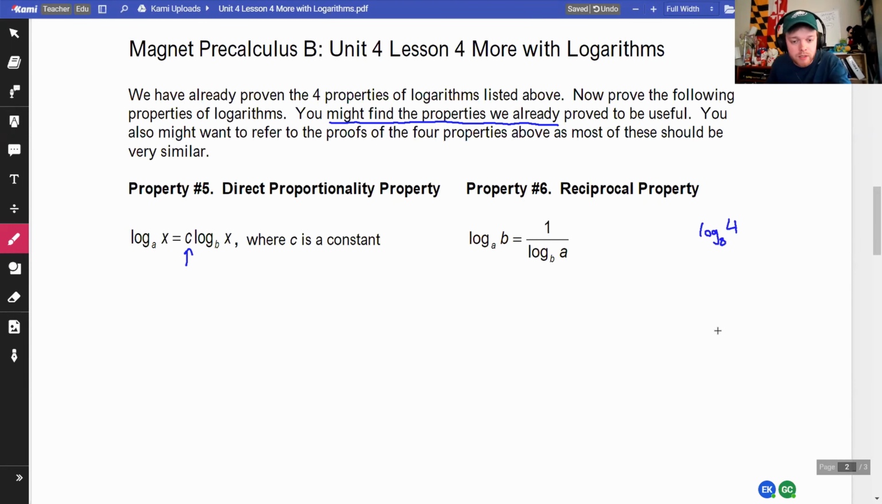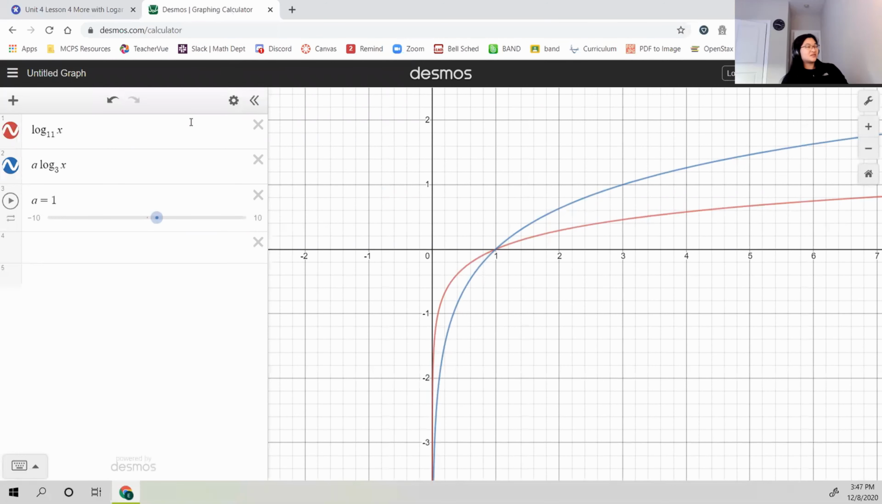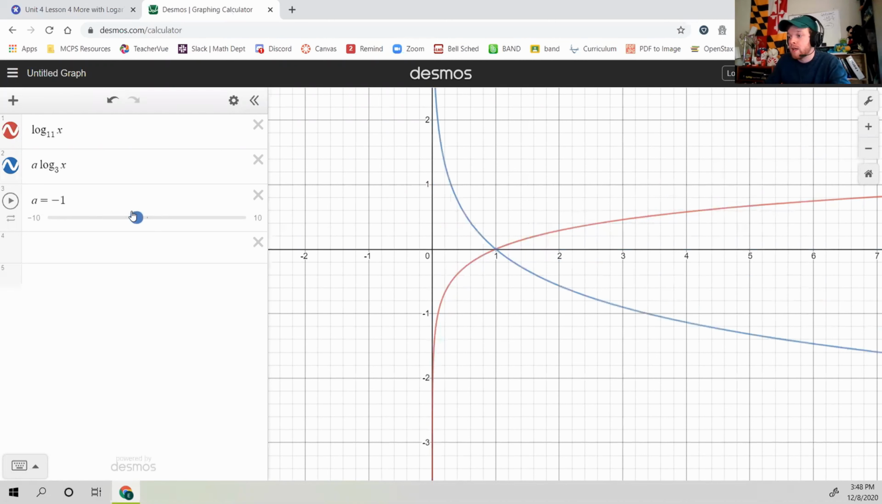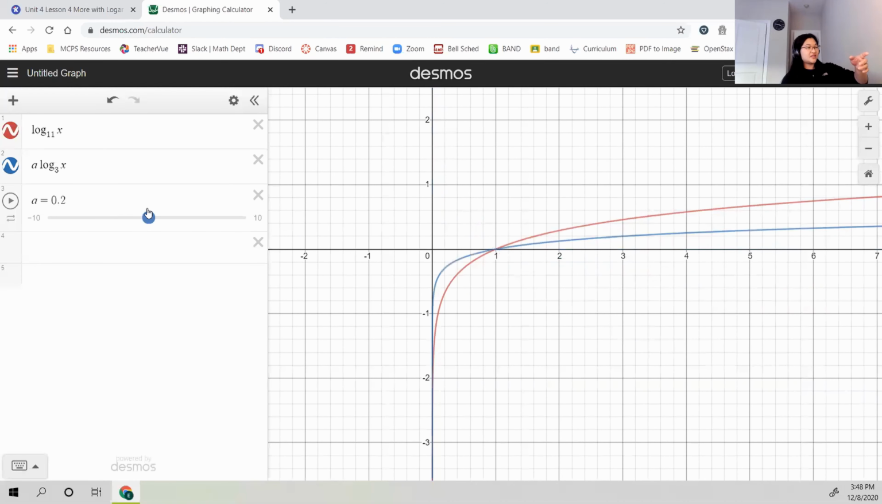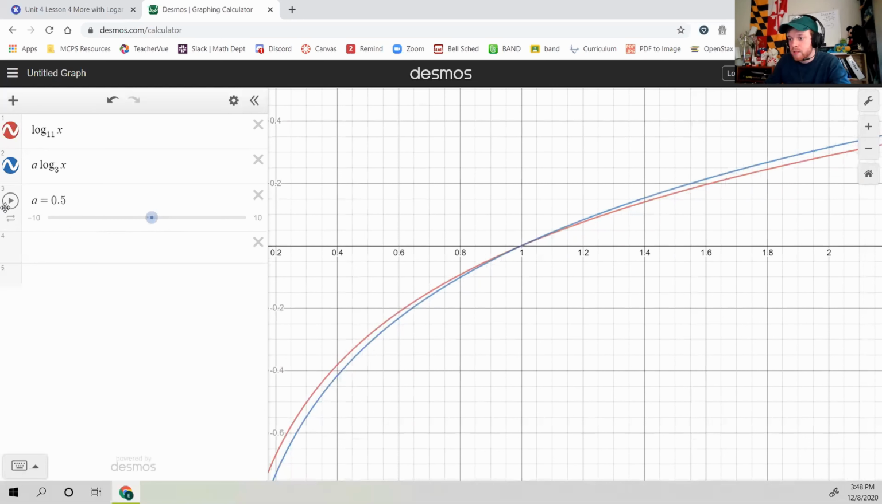I've prepared something real quick. Let me jump over to Desmos. Nice. I've graphed 2 arbitrary log graphs. I have log base 11 of x and log base 3 of x. And I've multiplied log base 3 of x by a. I have a slider here for a. So as I move a, it changes the log. Hey, it looks like there is a point where your blue and your red graphs are pretty much the same. And I'm working with an increment of, let's get my step to be like 0.01.